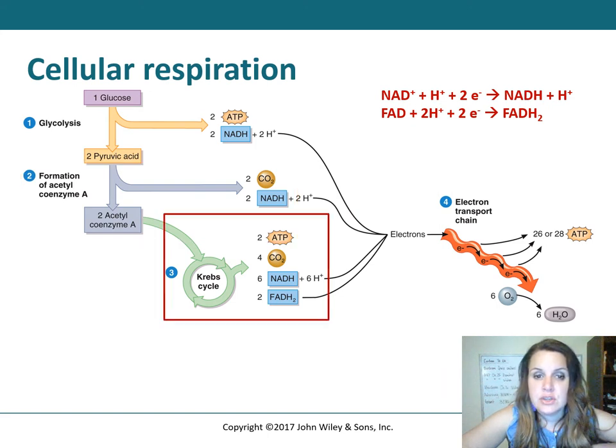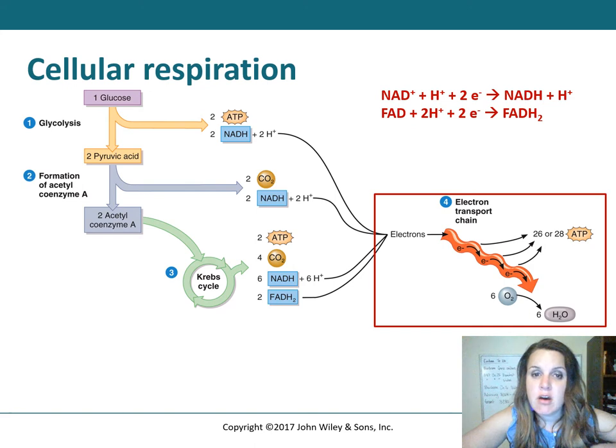And then you go through the Krebs cycle and you make more high energy carriers, NADH and FADH2. You release more carbon dioxide and you also produce ATP. And then what ends up happening is all those high energy or electron carriers are going to donate their electrons to the electron transport chain. And in that process, they make a bunch more ATP.